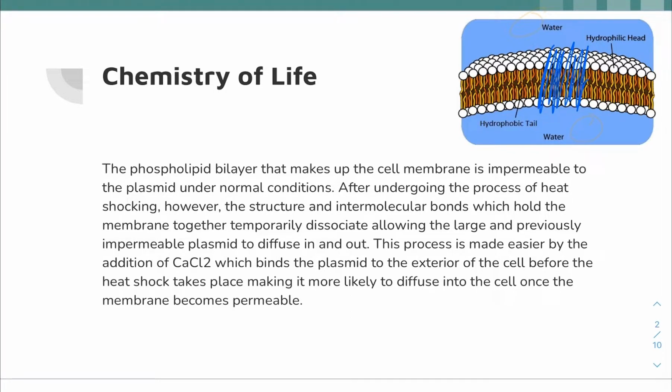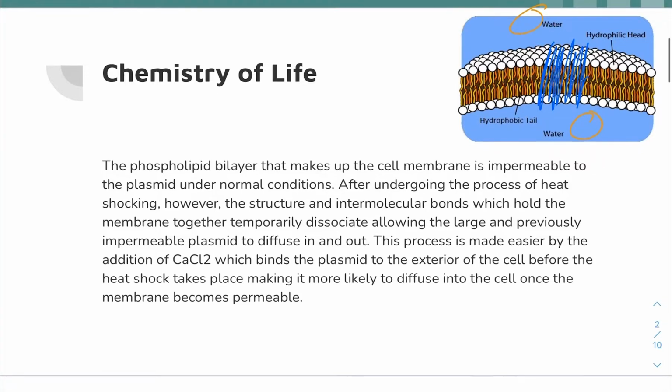So if we imagine we have a little plasmid, it is going to go through and hopefully be able to stay inside of the cell. The reason this isn't possible beforehand is because of the chemical properties of the cell membrane. And as you can see, it's densely packed and cannot allow any large and polar molecules through, which plasmids are both of those.